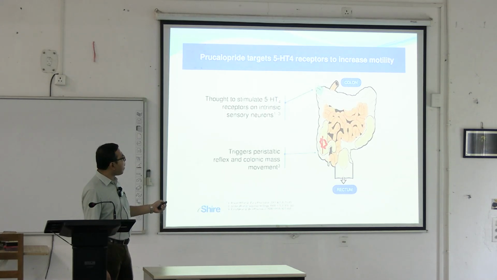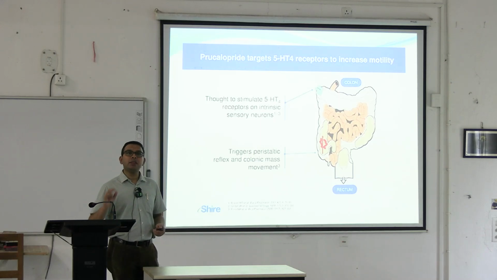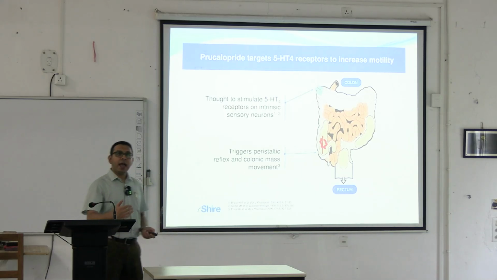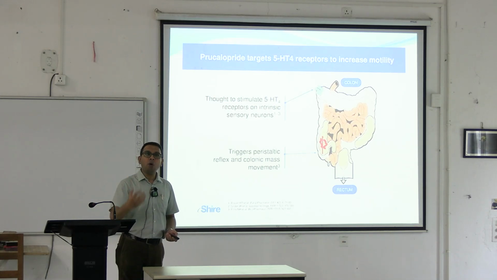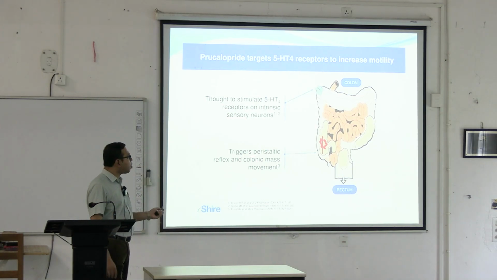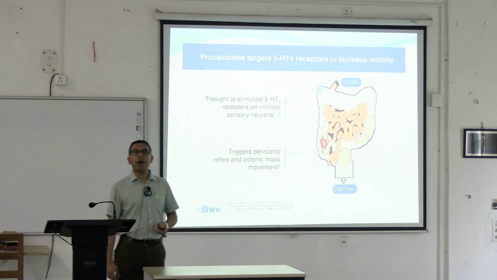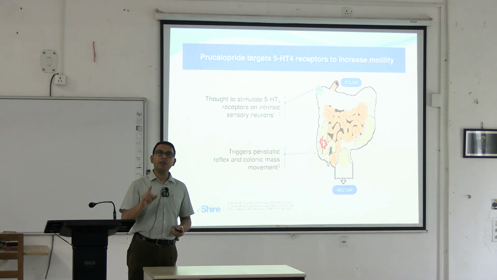They are thought to stimulate 5-HT4 receptors on the intrinsic sensory neurons. These neurons are present within the enteric nervous system, within the gut walls. They attach to these 5-HT4 receptors and cause agonism. When this agonistic activity happens, there will be more release of acetylcholine. This acetylcholine leads to more contraction of the ileum as well as the colon. So it triggers the peristaltic reflex and colonic mass movement, which leads to more complete evacuation of the stools. This way prucalopride acts, mainly through 5-HT4 receptor agonism.